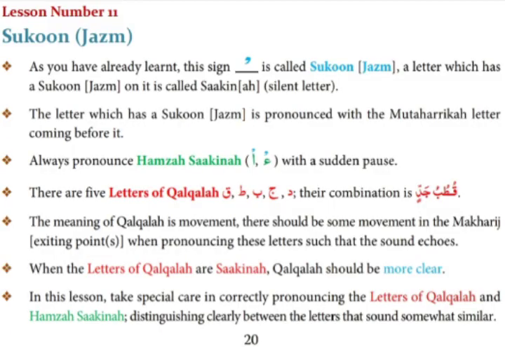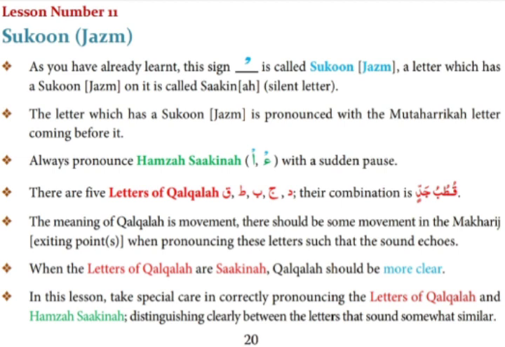Today you are going to learn lesson number 11, Sukoon Jazm. Let's learn the rules first. Number 1, as you have already learned, this sign is called Jazm. A letter which has a sukoon jazm on it is called Sakin letter.